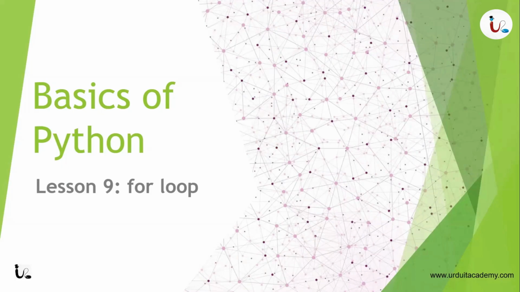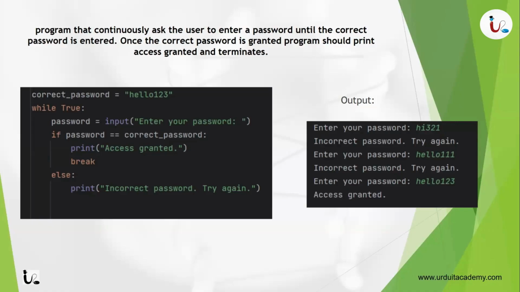Before that, let's have a look at the previous class assignment questions. Our first question is to create a program that continuously asks the user to enter a password until the correct password is entered. Once you have written the correct password, you should print access granted and stop the loop. You should stop the program.